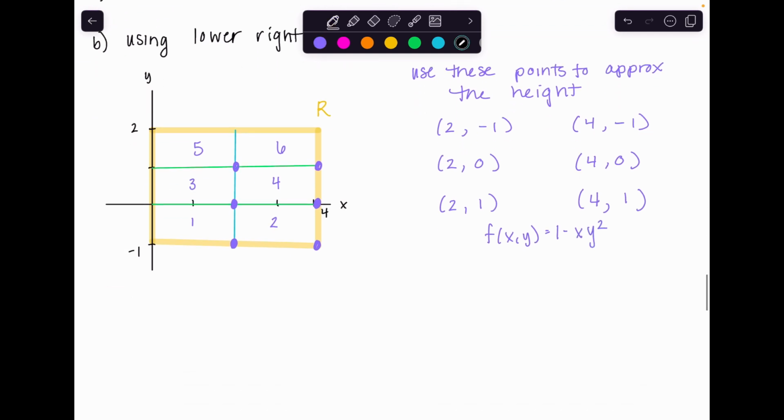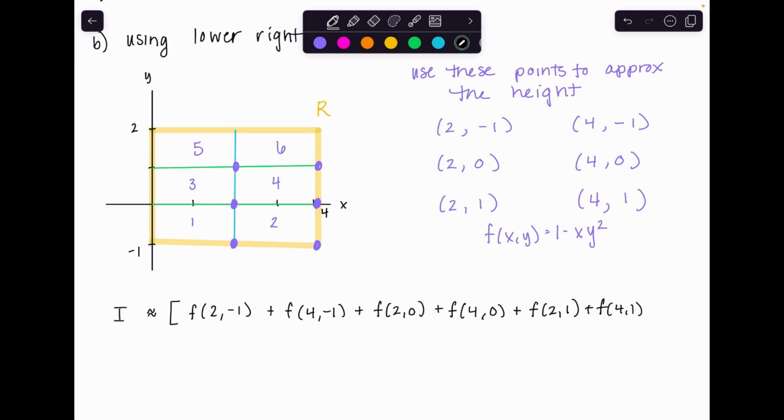Okay. So in this case, our integral will be about equal to, I take all of these function values. So I plug in (2, -1), (4, -1), (2, 0), (4, 0), (2, 1), and (4, 1). And then I multiply that by delta x and delta y.